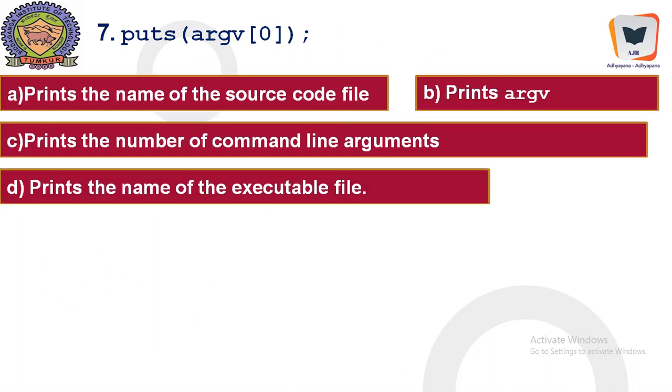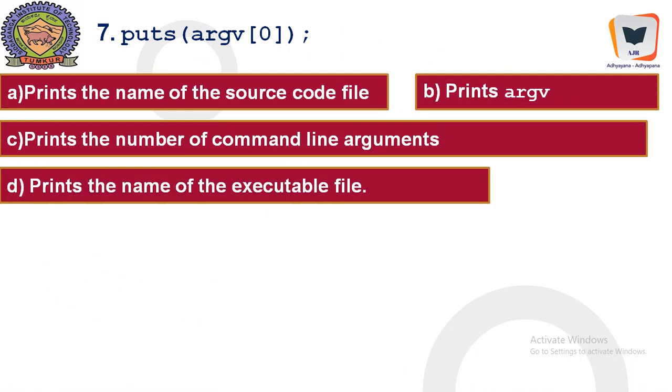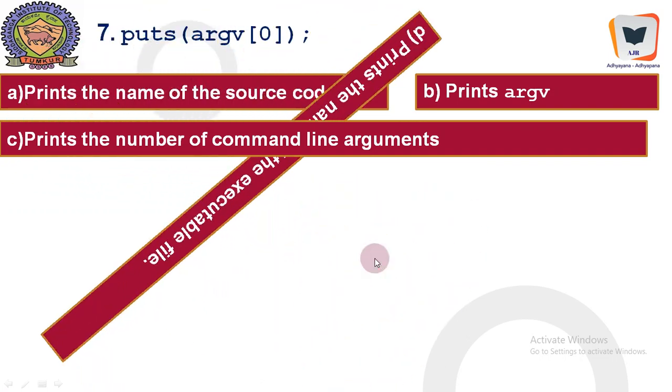Now we will go to the seventh question. puts(argv[0]). This is command line parameters, of course. It will print typically the name of the executable file. Then come argv[1], argv[2], depending upon the number of parameters that you are going to supply to the executable file. Therefore argv[0] points to the name of the executable file.